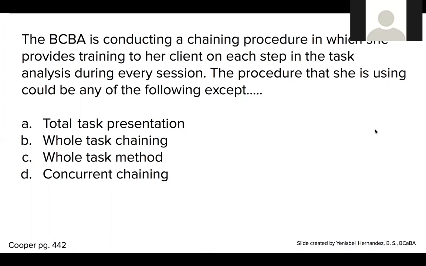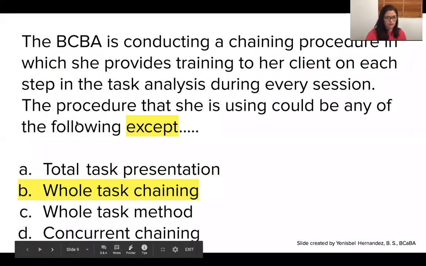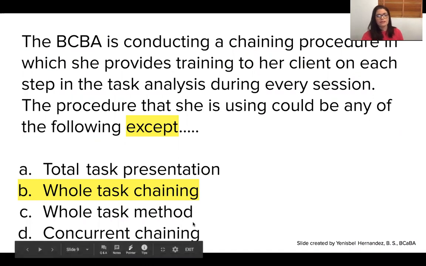Okay, thank you. So in the chat I have B, C, D, and the one for concurrent, which is D. And this is, like I said, meant to be difficult. So the actual answer is B, whole task training. Why is it so complicated? Because whole task chaining and whole task method are very similar to each other, and none of the ones present are the ones that we typically talk about.